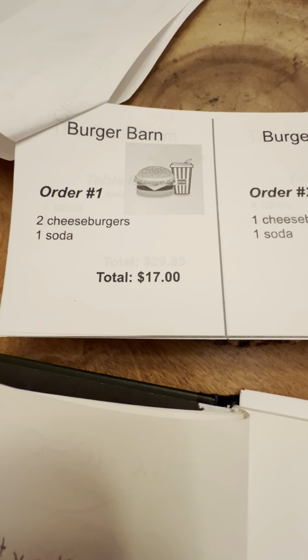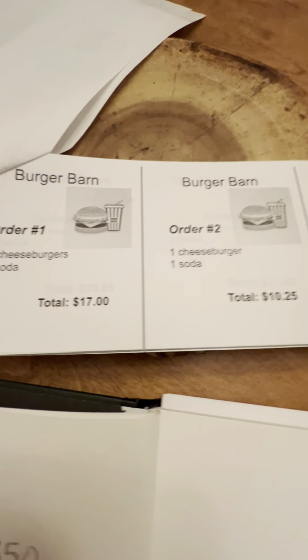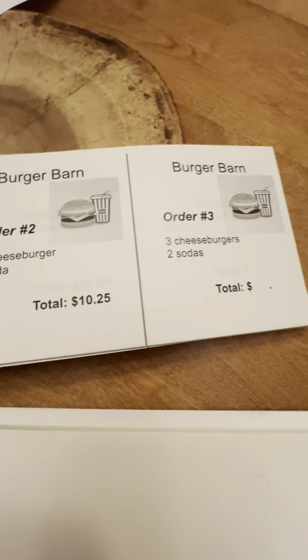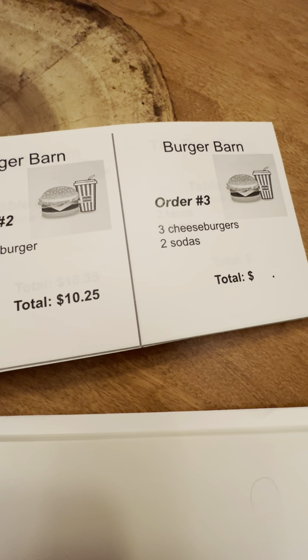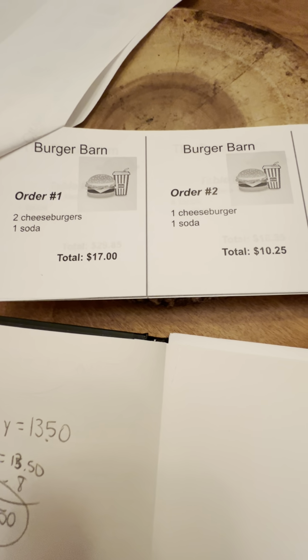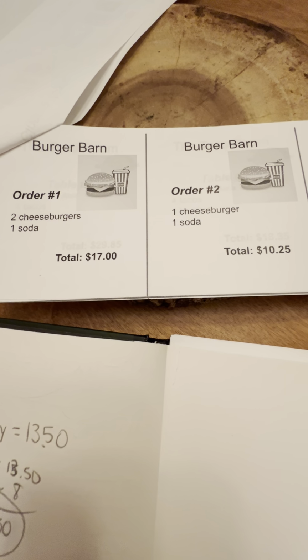So we've got Burger Barn. We have order 1, 2 cheeseburgers and a soda, $17. We've got order 2, a cheeseburger and a soda for $10.25. And then we're looking to find out what happens with my order for prices if I have 3 cheeseburgers and 2 sodas. So in order for me to solve this, I do need the information from these two in order to help me figure out the prices of cheeseburgers as well as sodas.